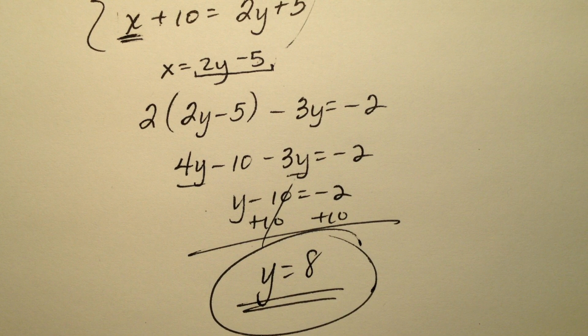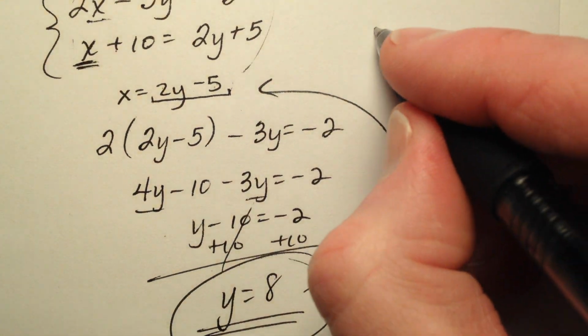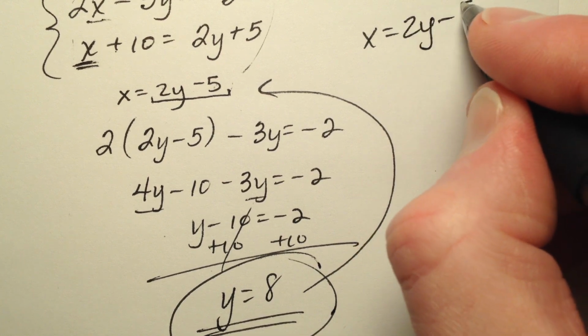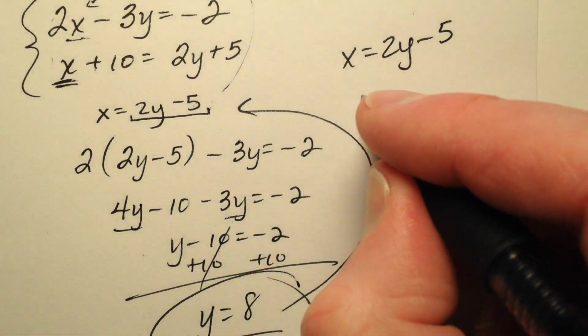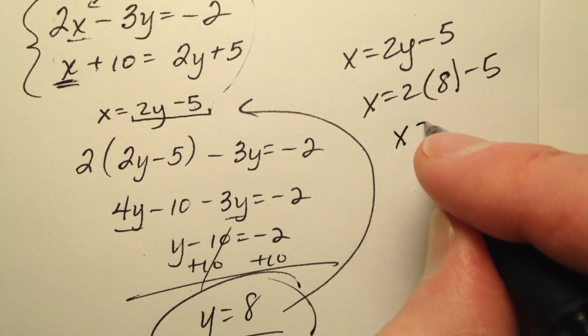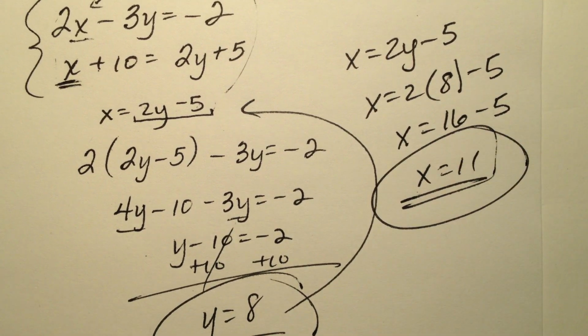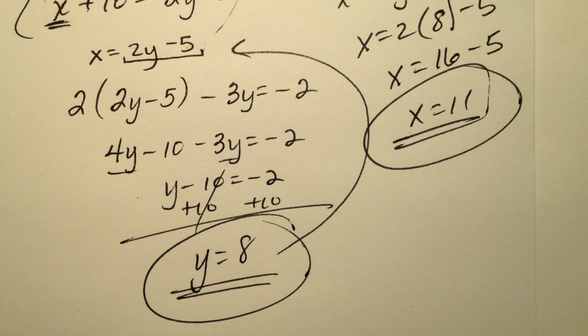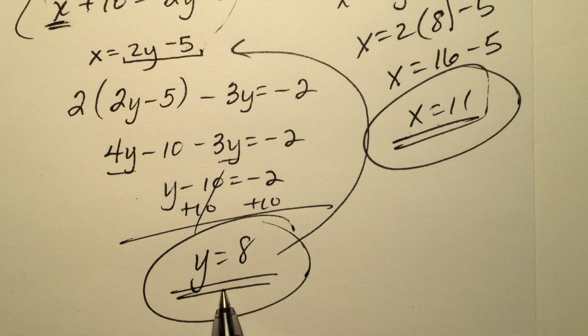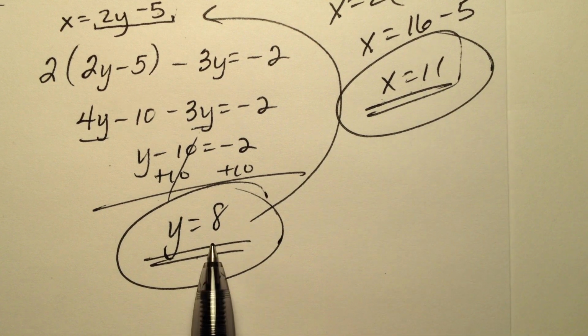And now that I know the value for one of the variables, let's go ahead and plug it right back in. So x equals 2y minus 5, which means x equals twice the y value, which is 8. So 16 minus 5 will be 11. So now I've gone through, I defined my variables, I wrote my system, and now I've solved my system. So my two values look like they're going to be, let's see, 11 and 8.